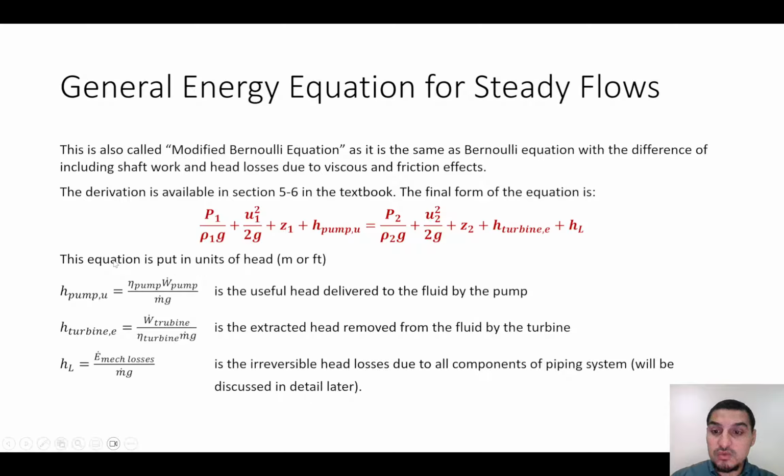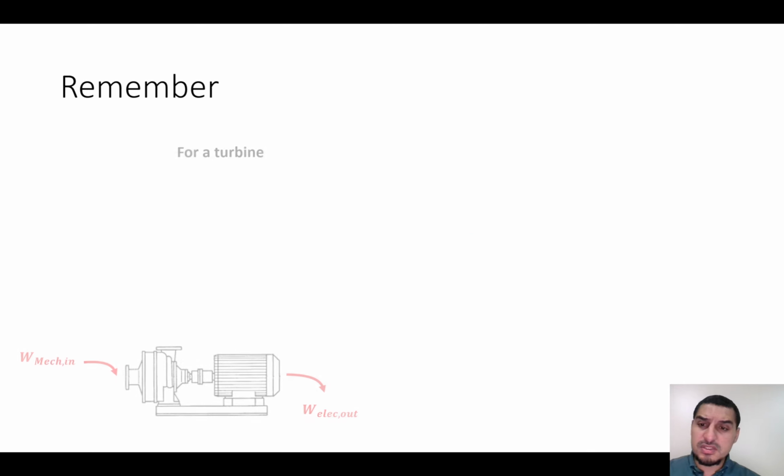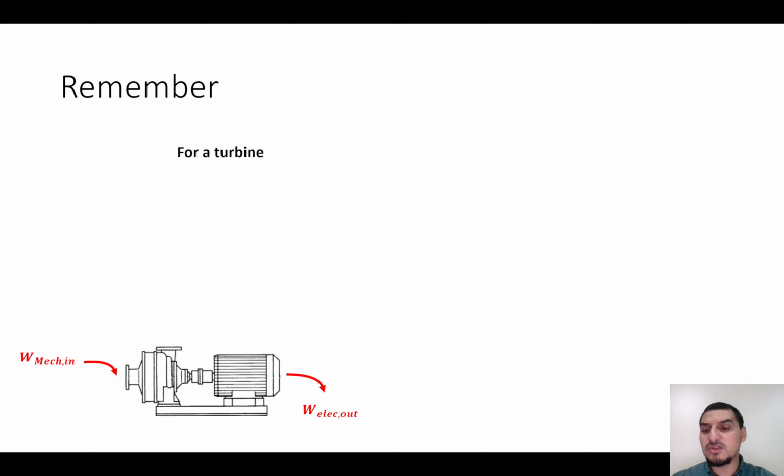So this is when we discussed these two terms before. To quickly revise the equations, this is the first case of a turbine, where there is mechanical work going in and the electric work coming out. This is the function of the turbine, and we said that the efficiency of the turbine is the outlet over the inlet, which is the electric work out over the mechanical work in, and both works are in units of joules per second.